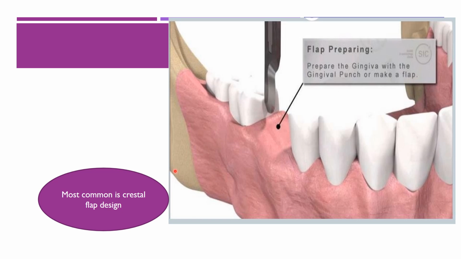Here we are going to prepare the gingiva with the gingival punch. By evaluating the bone level and the tissue, we have to decide whether to go for a submerged type of implant, a non-submerged type of implant, or the tissue punch type.